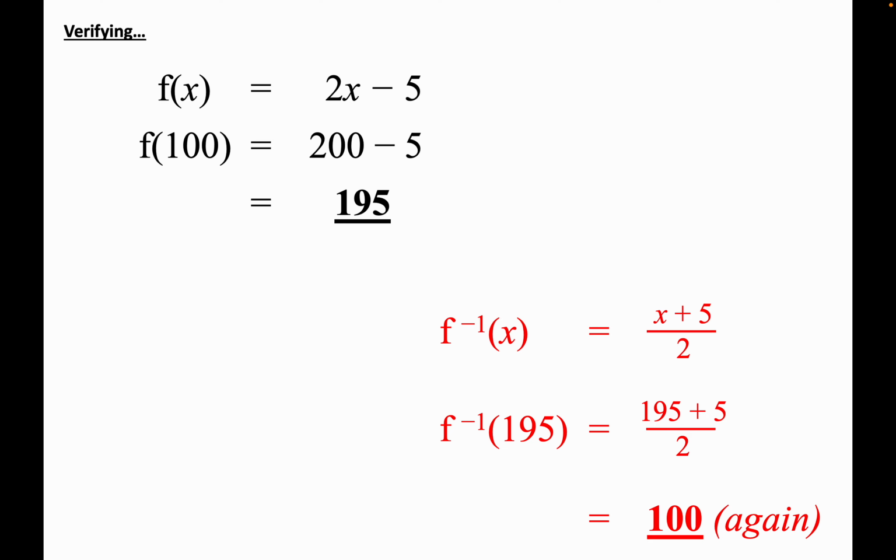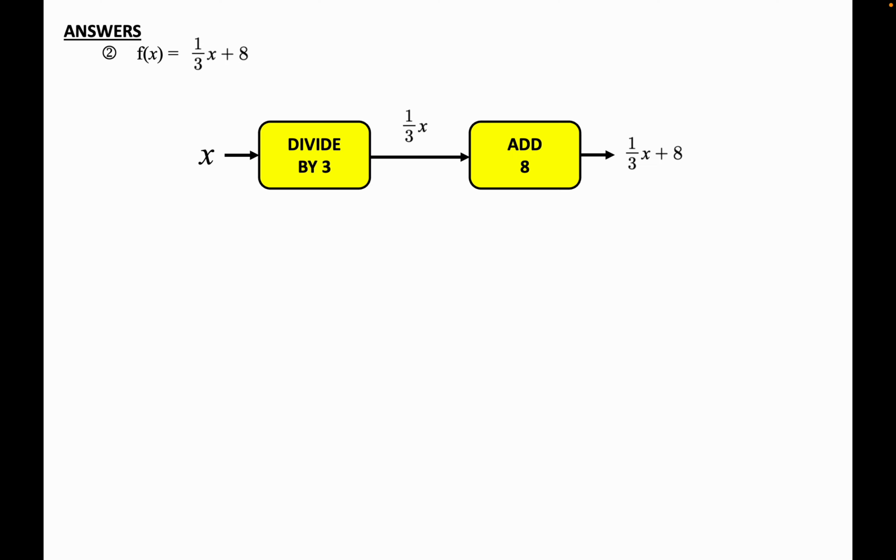Okay, so we're moving on to question 2 now. Question 2 said f of x equals a third x plus 8. Representing that by a flowchart, if you take x and you divide it by 3, you get a third x. Then if you add 8 to that, you get a third x plus 8.